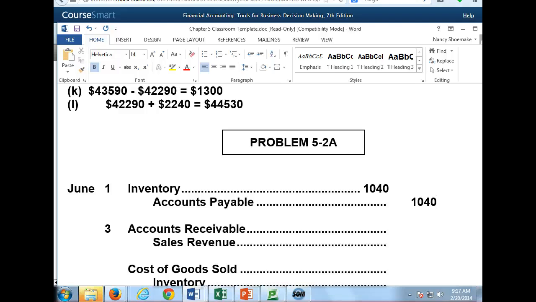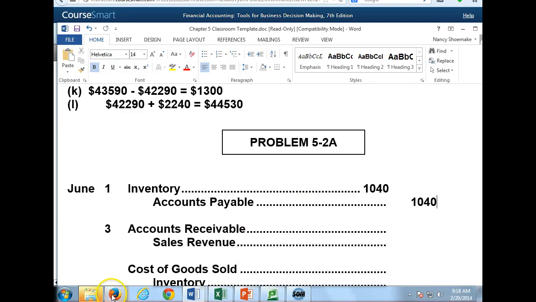Kevin, what would happen if it said purchase goods of $1,040 plus freight of $60? Would we add them or keep that freight out? Would we add freight to our inventory? If we had to pay for freight to get the goods to us, would we add it? We would add it. Okay?